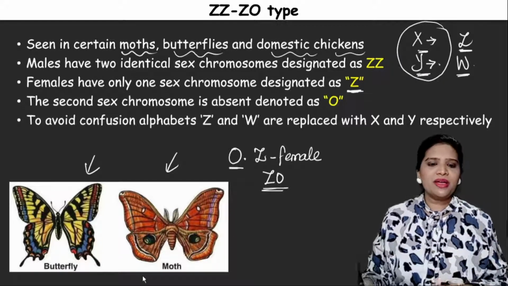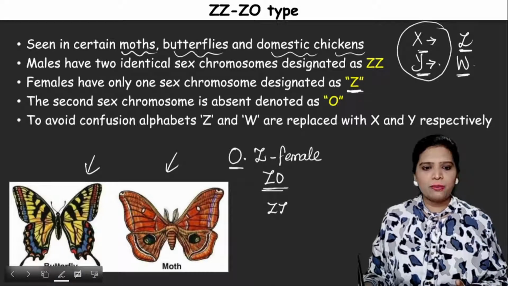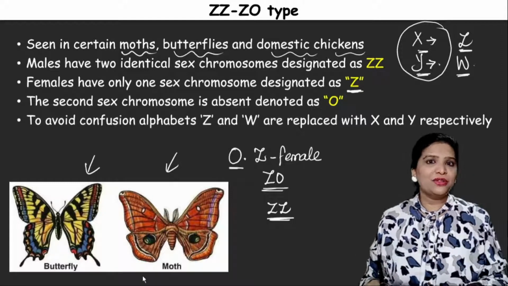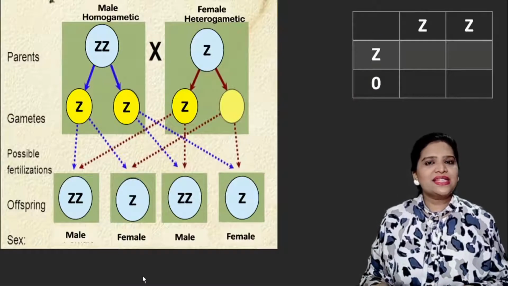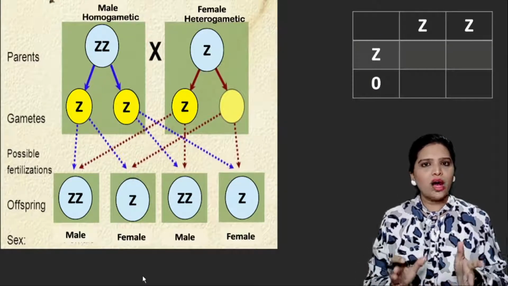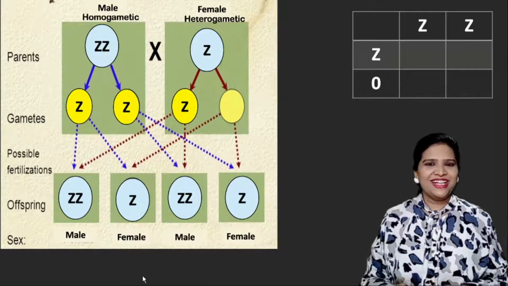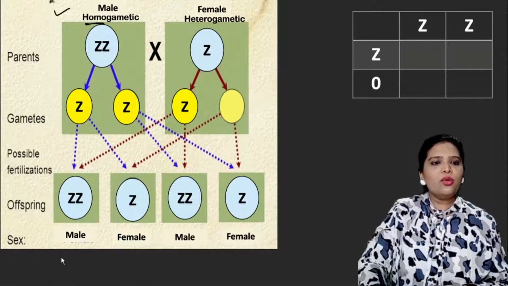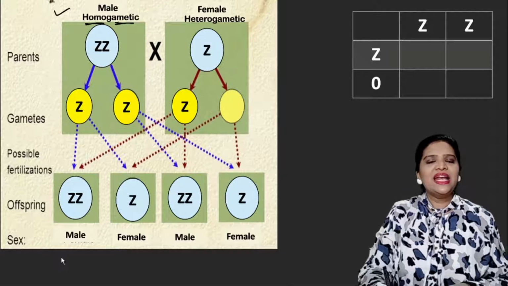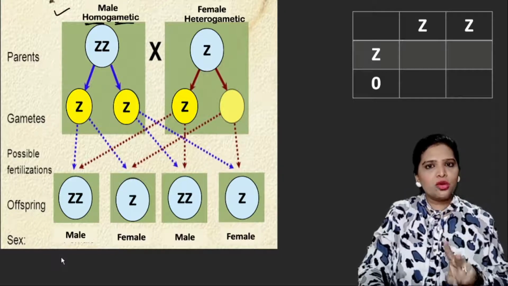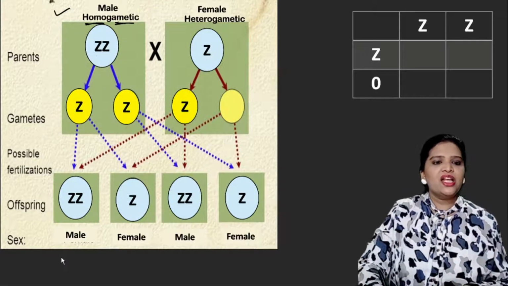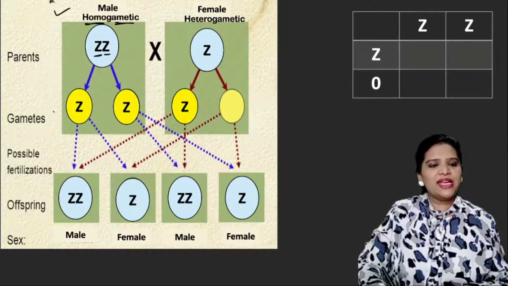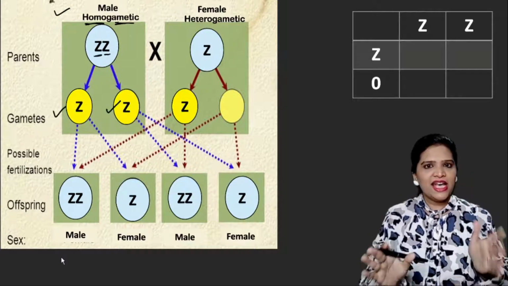And what about the male? The male has 2 copies of the Z chromosome. Now look at this. This is an example of how the butterfly's sex will be determined. Here the male butterfly is homogametic. Homogametic means they produce gametes of the same type, so they contain Z chromosome and Z chromosome. So the gametes will be Z and Z in the sperms.